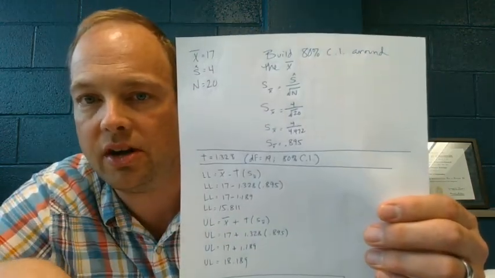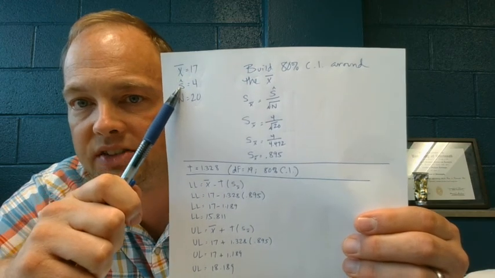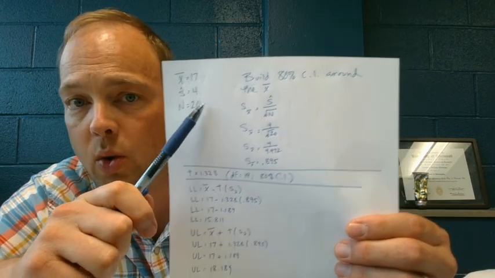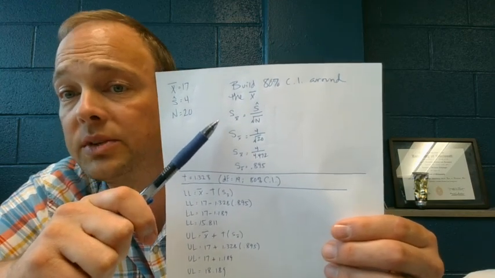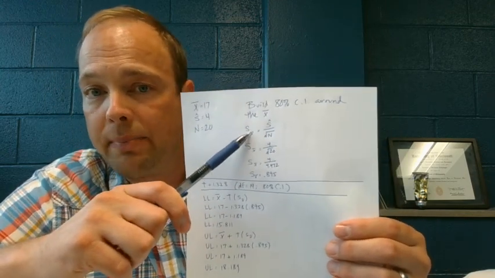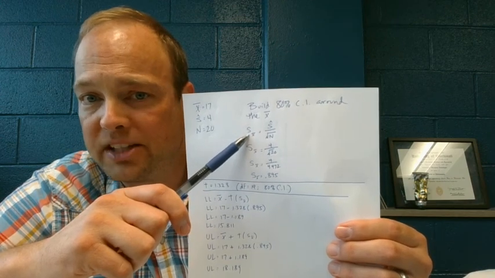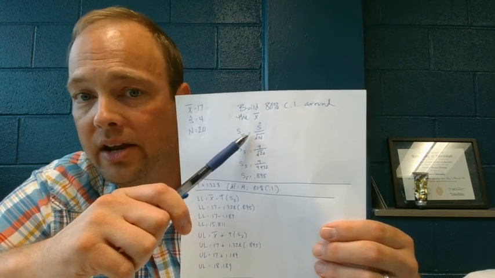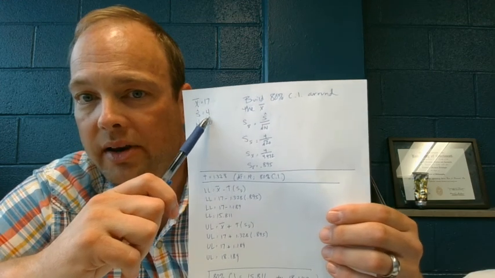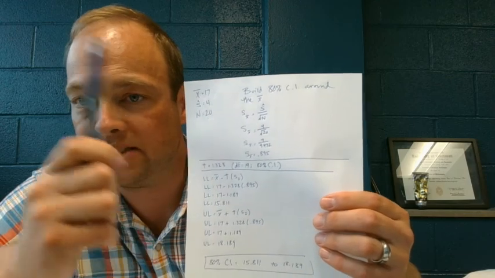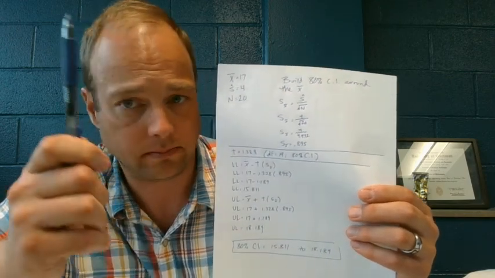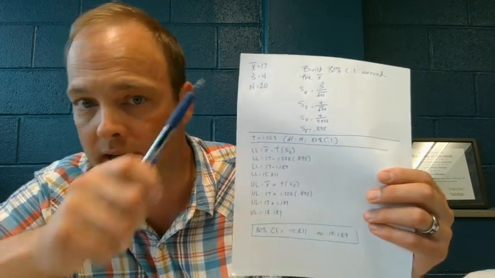Here, I repeated the information you already know. Mean of 17, standard deviation of 4, sample size of 20, 80% confidence intervals. The first thing I did was calculate the sample's standard error, S sub x bar. The standard error equals the standard deviation, which we already know, 4, divided by the square root of n. We already know n, 20. I simply substituted the information.